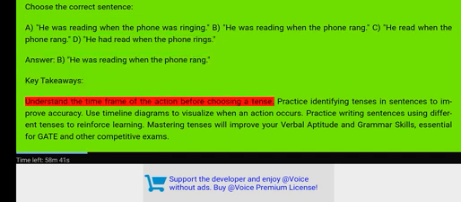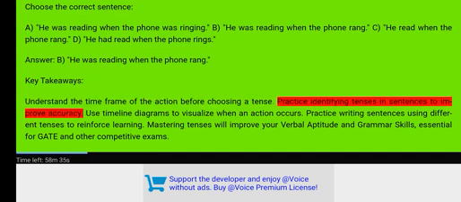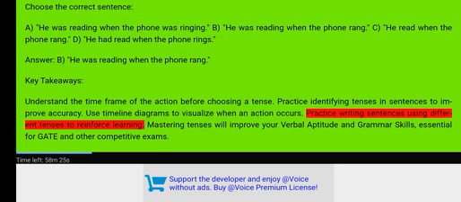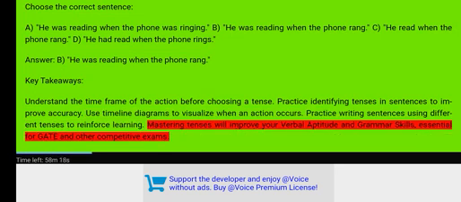Key takeaways. Understand the time frame of the action before choosing a tense. Practice identifying tenses in sentences to improve accuracy. Use timeline diagrams to visualize when an action occurs. Practice writing sentences using different tenses to reinforce learning. Mastering tenses will improve your verbal aptitude and grammar skills, essential for GATE and other competitive exams.